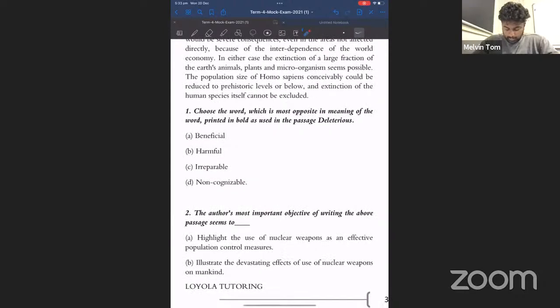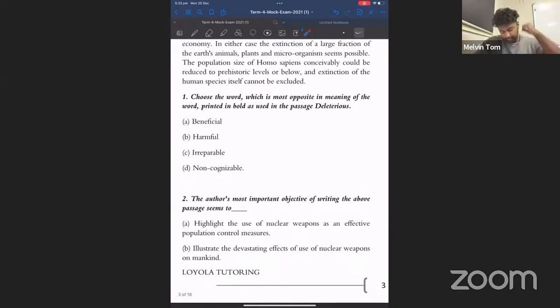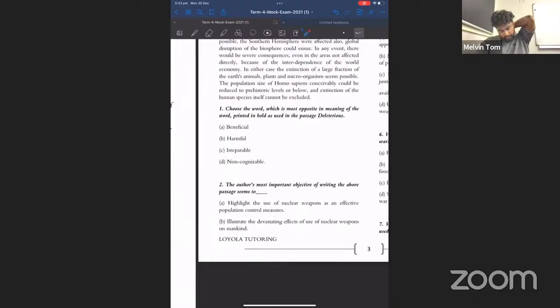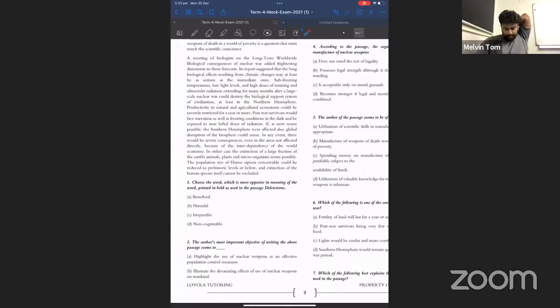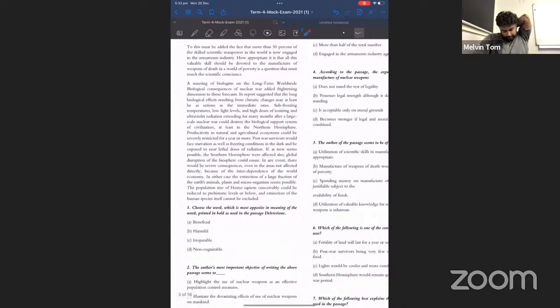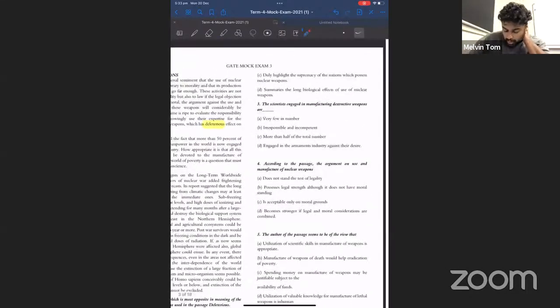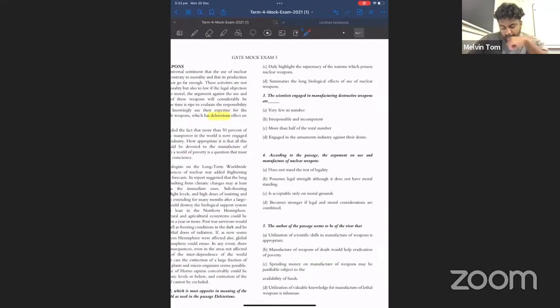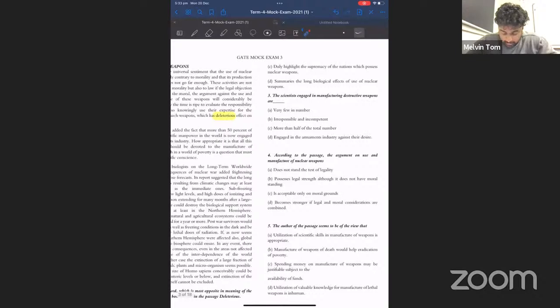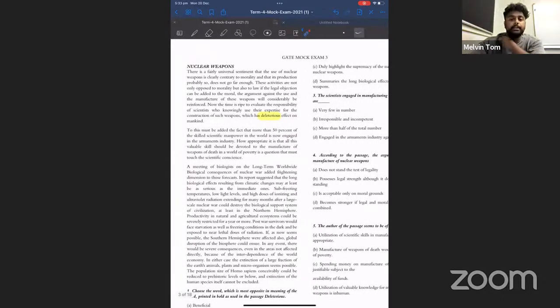Question 2: the author's most important objective of writing the above passage seems to, all right, what do you guys think? Highlight the use of nuclear weapons as an effective population control measure. Illustrate the devastating effects of nuclear weapons on mankind. Highlight the supremacy of a nation which possesses nuclear weapons. Summarize the long-term biological effects of nuclear weapons. Any ideas, or would you like to read through this one more time to have a better idea?